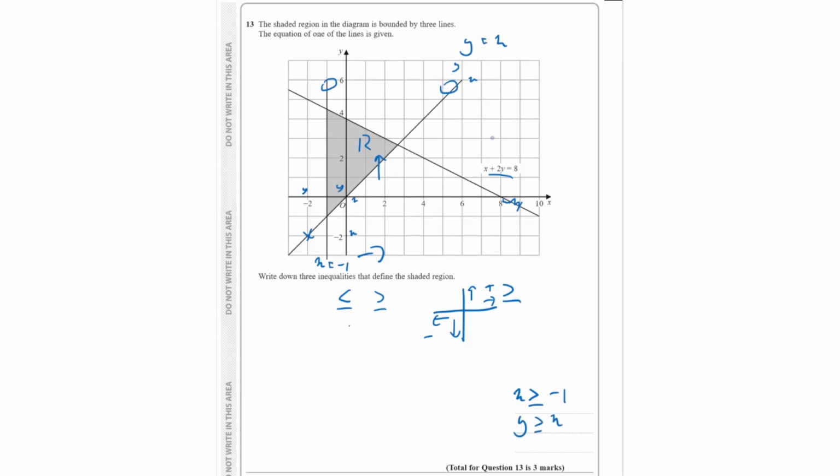And here, the other equation is already given. x plus 2y is equal to 8. But we can see that it goes down. So this must be less than or equal to. So x plus 2y is less than or equal to 8. And that is our final answer.